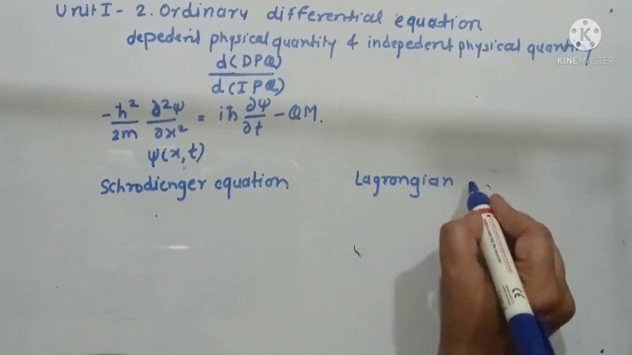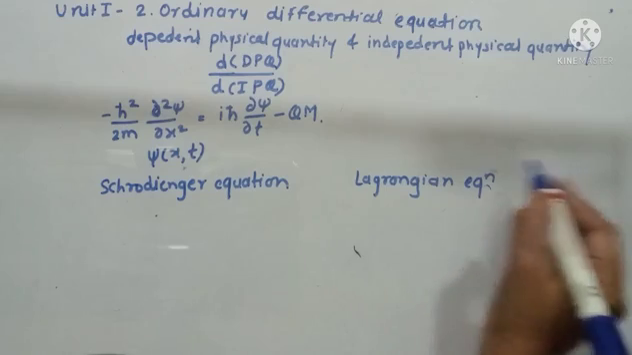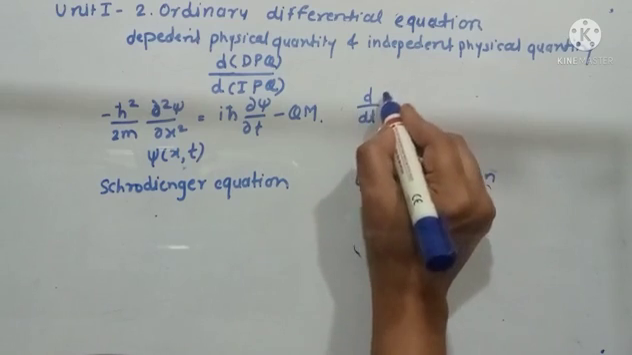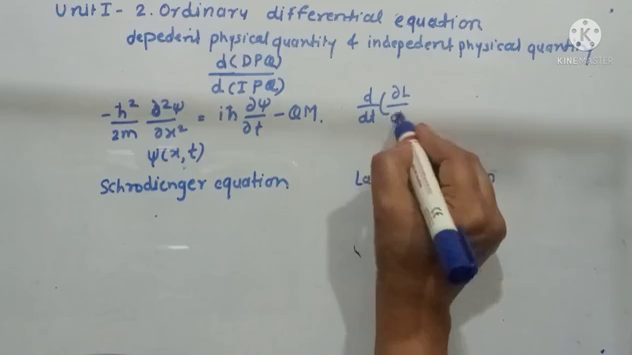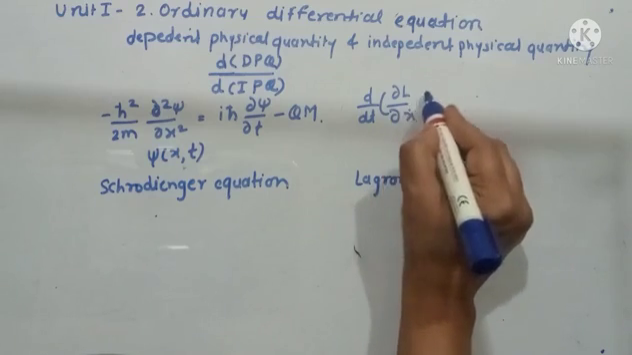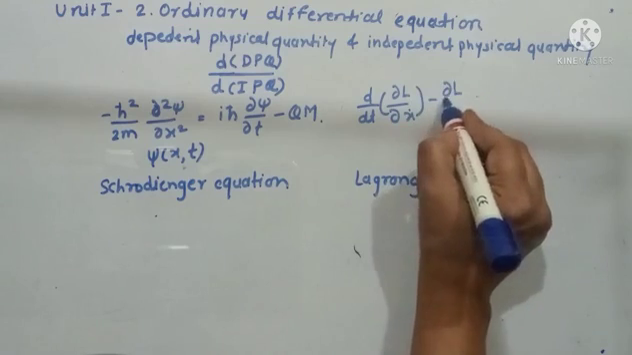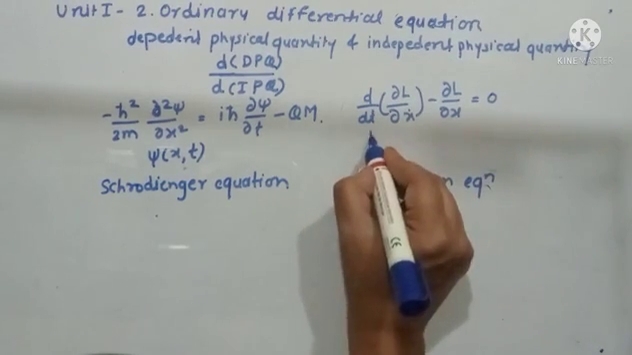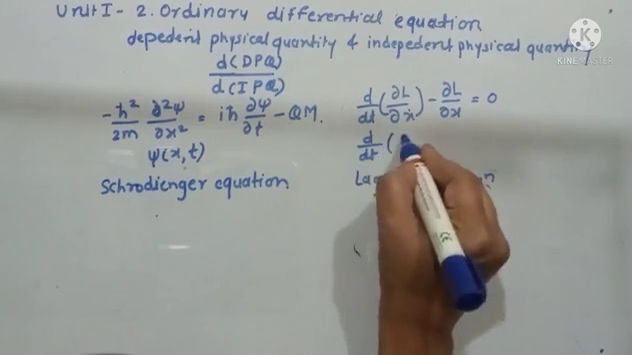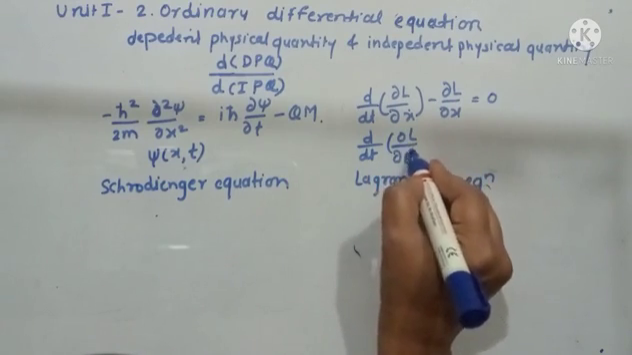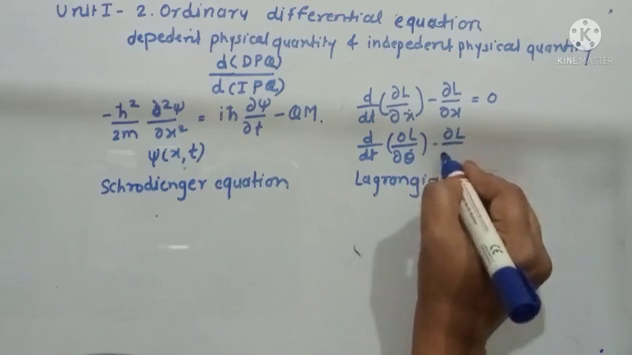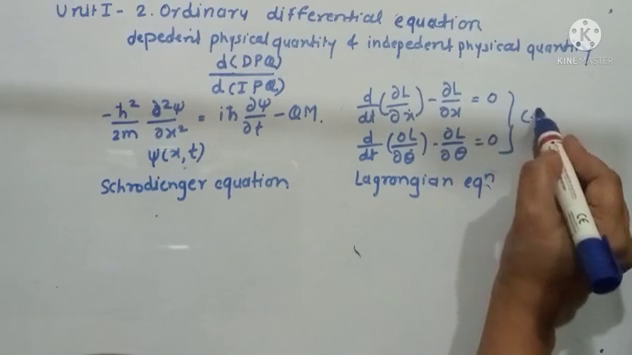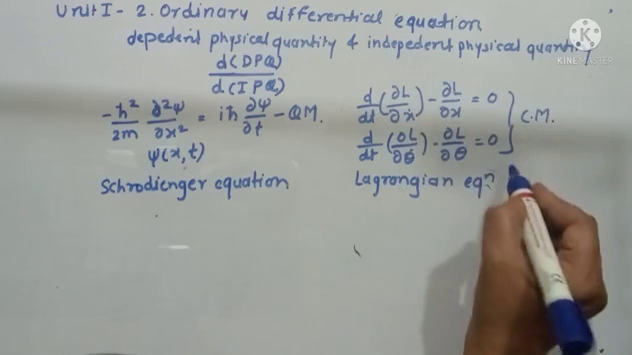Now I am going to write the Lagrangian equation from classical mechanics. It is written as d by dt of dou L upon dou x dot minus dou L upon dou x is equal to 0. And d by dt of dou L upon dou theta dot minus dou L upon dou theta is equal to 0. So these are the Lagrangian equations of motion in classical mechanics for a simple pendulum.